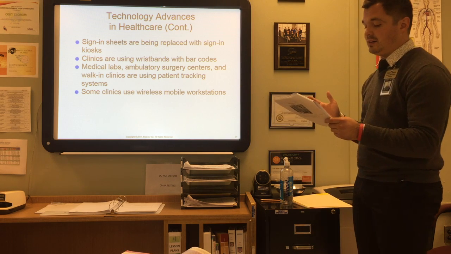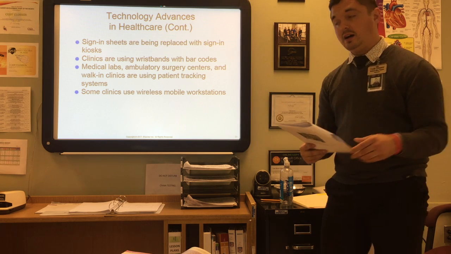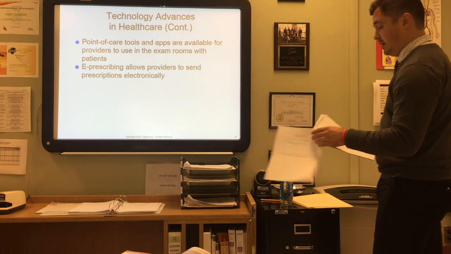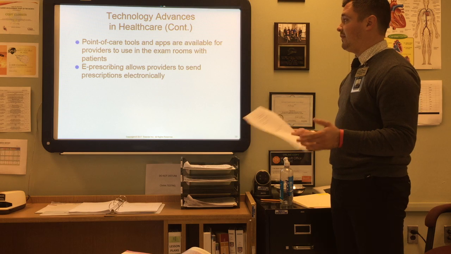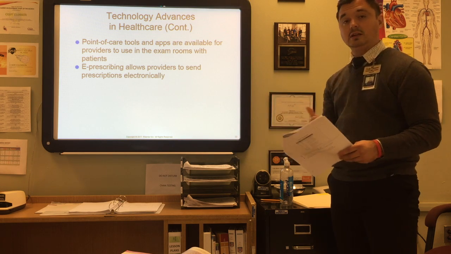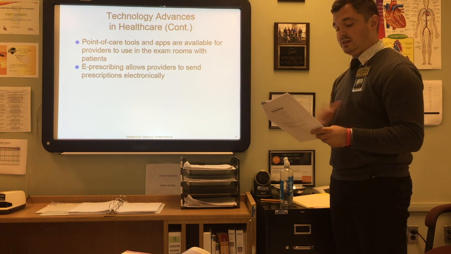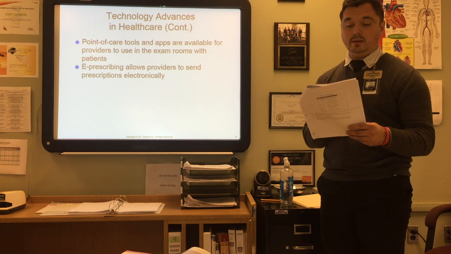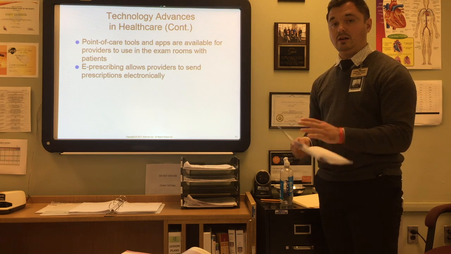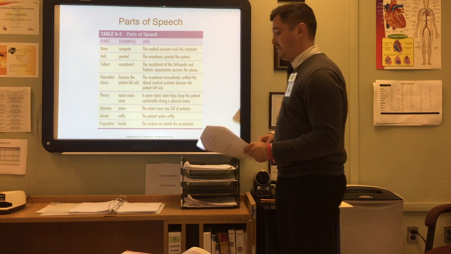Some clinics use wireless mobile workstations, such as computer on wheels or workstation on wheels, or like I said, basically those iPads. Point of care tools and apps are available for providers to use in exam rooms with patients, and e-prescribing allows providers to send prescriptions electronically instead of having to send them or deliver them by mail. With all these advances in technology, medical assistants need to remain flexible and willing to adapt to changes in the workplace, because all these changes are happening all the time. There are always advances in technology, so you have to be ready to take on any task.